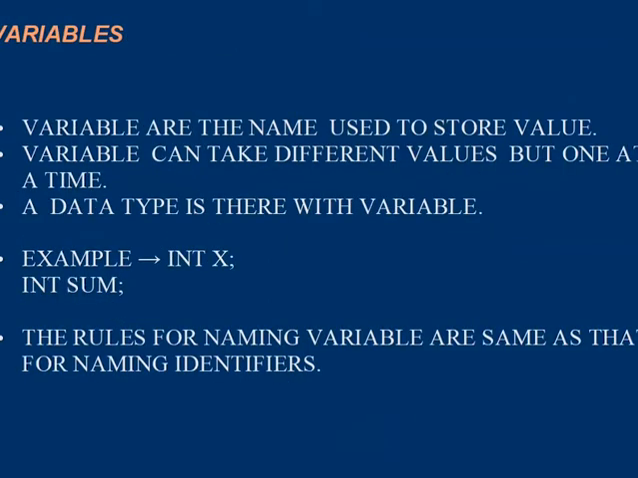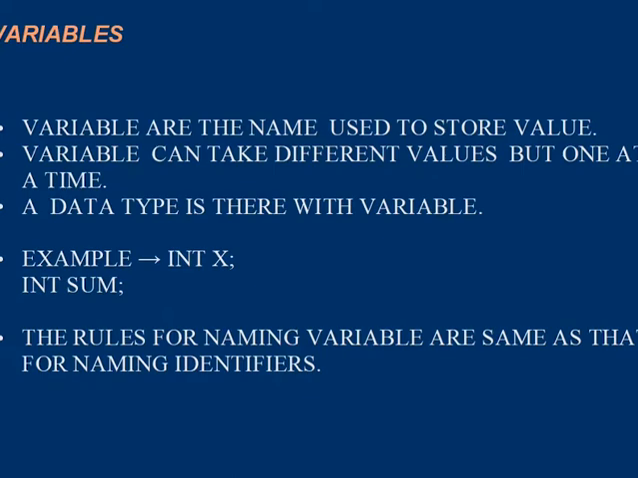Now let us see variables. Variables are the names that are used to store values. Variables can take different values, but only one at a time. Whenever you declare a variable, a data type is there which tells what type of value can be entered in the variable. Let's have an example: int x. It means variable x is going to have a value of integer type. Similarly, int sum. Here sum is a variable of int type, meaning only an integer value will be stored.